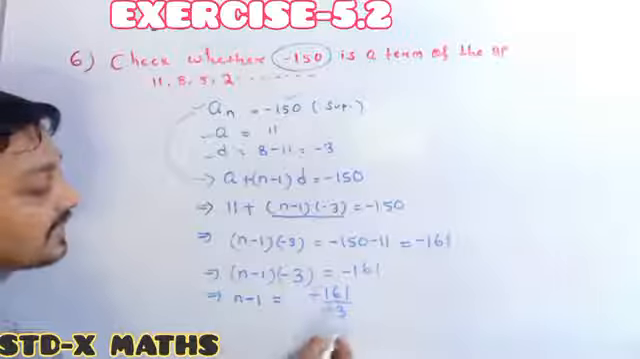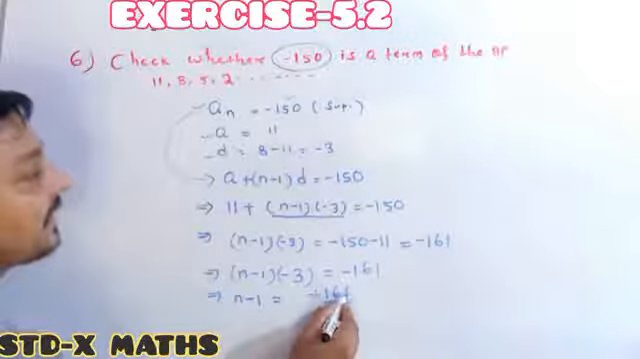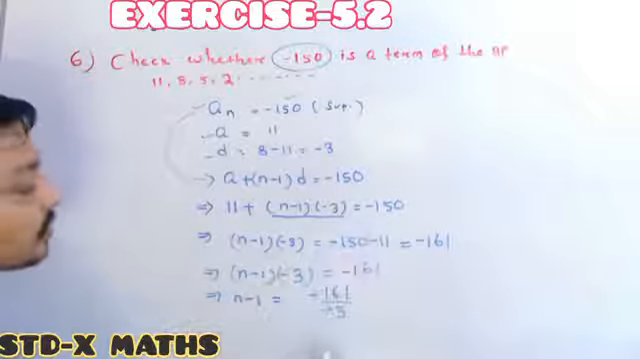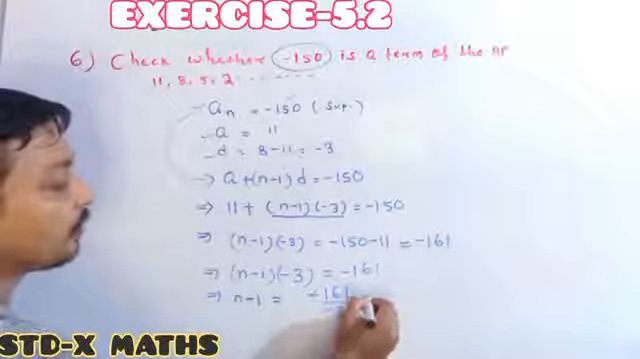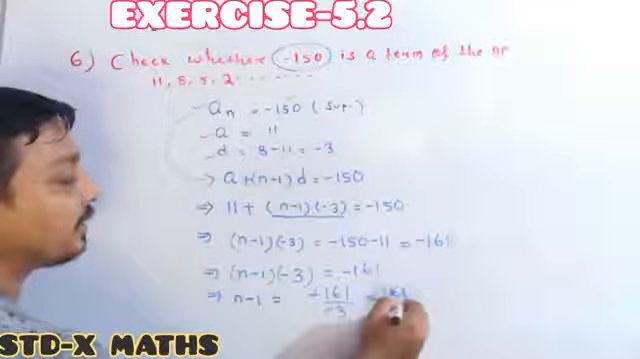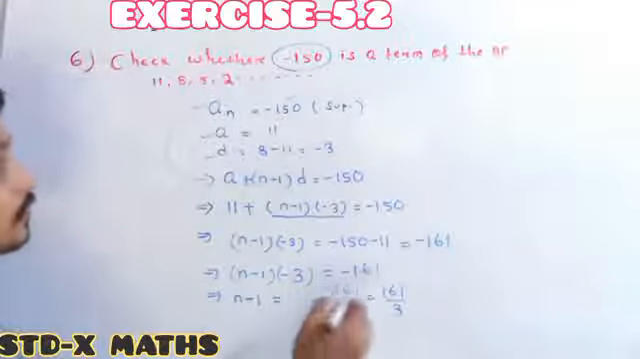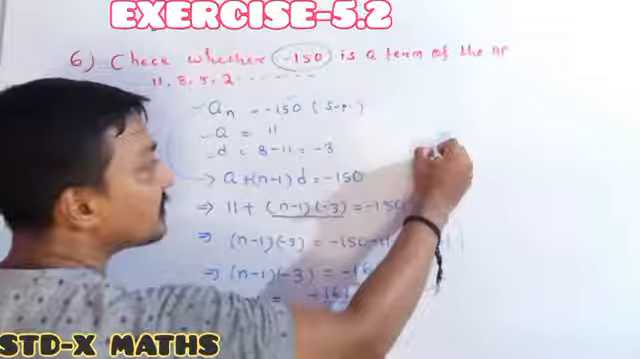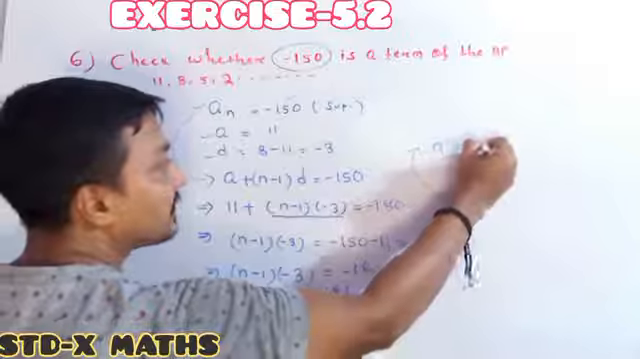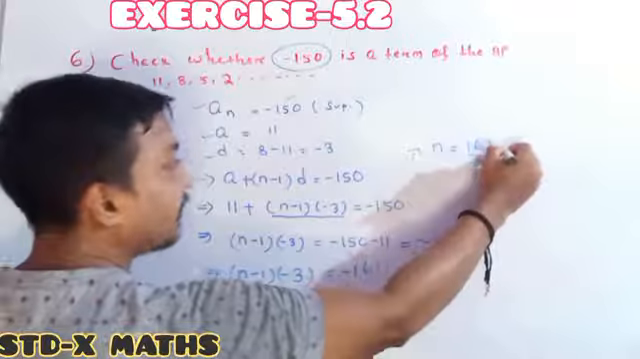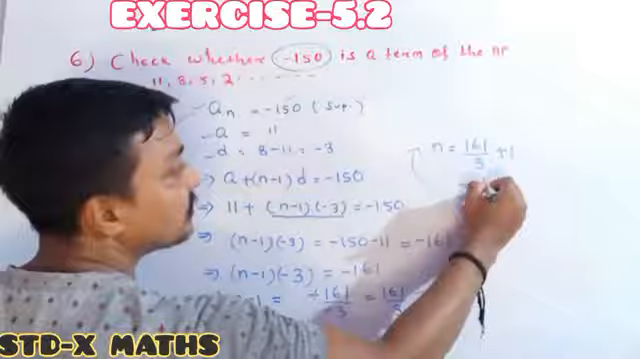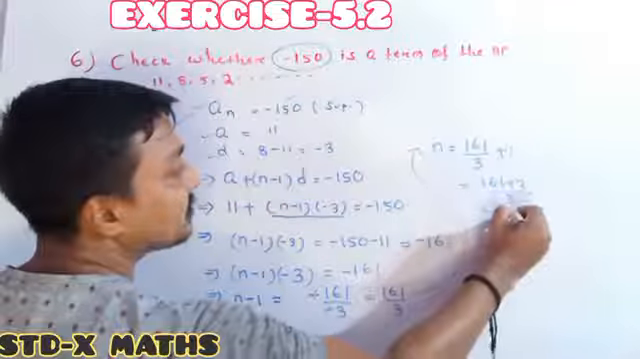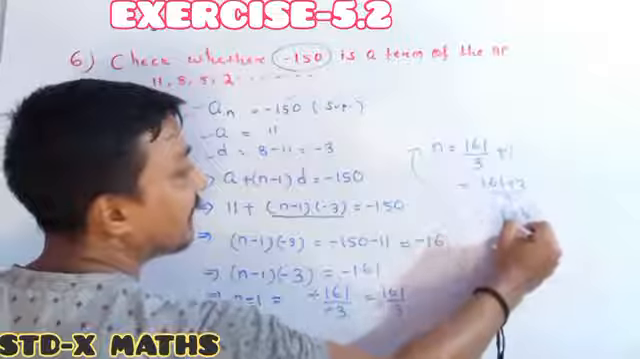Minus minus cancel. Here it is 161, which is 161 divided by 3. So n minus 1 is this much. So n is equal to 161 divided by 3 plus 1, which implies 161 plus 3 divided by 3, which gives us 164 divided by 3.